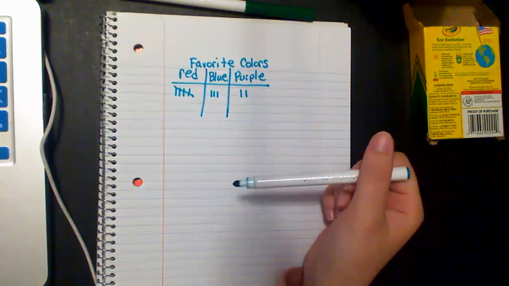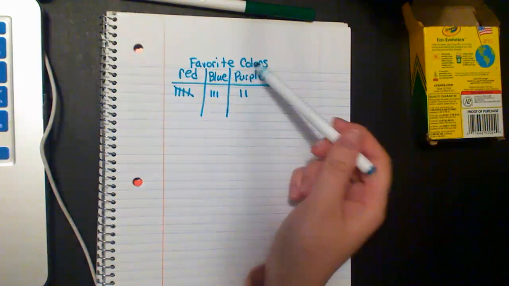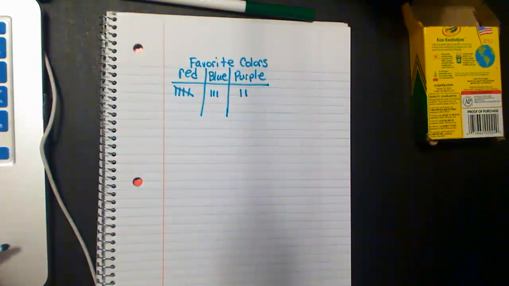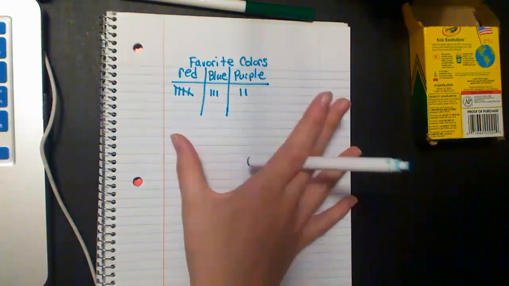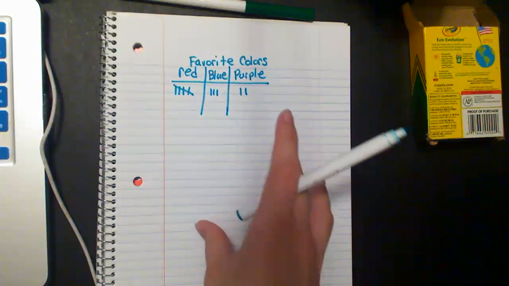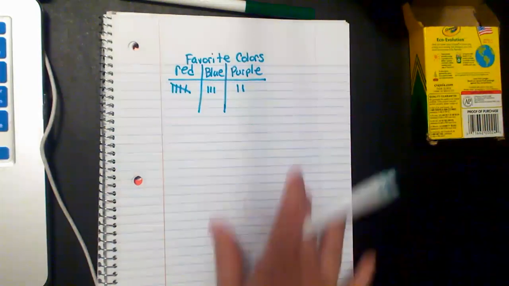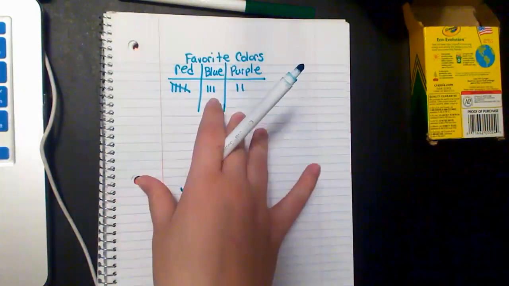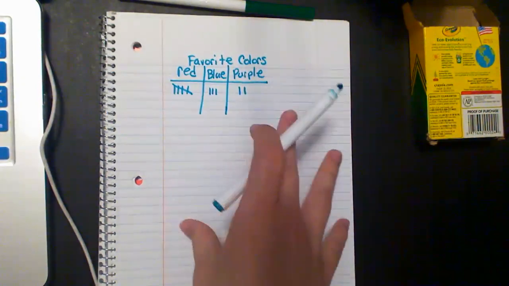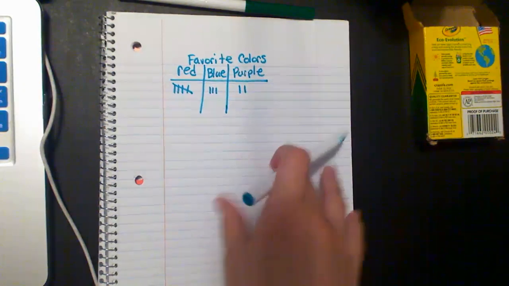We are going to be graphing based off of a table or a chart, and we're going to be answering lots of questions based off of the graph that we make and the chart and the information. Okay, so that's mainly what this lesson's about, is answering questions about your graph.